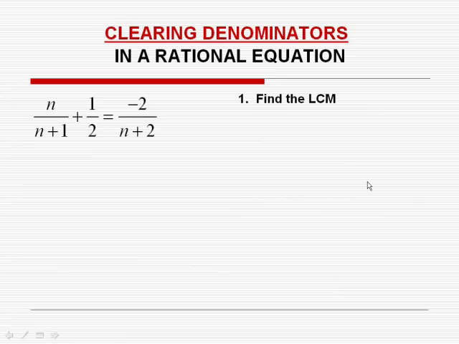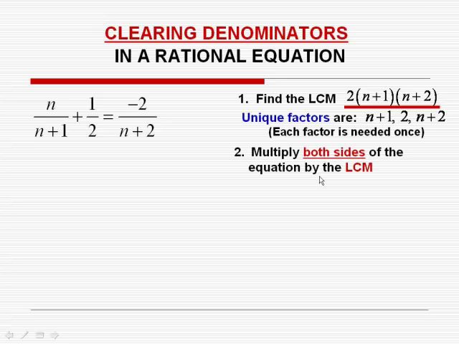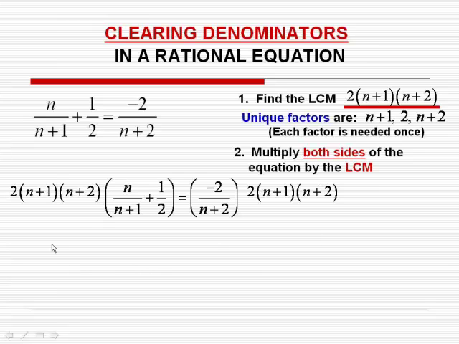Alright, now remember, when we are clearing denominators, we're looking for an LCM, something I can multiply on both sides that will clear denominators. So we go find my unique factors. We have n plus 1, a 2, and n plus 2. We need all factors once, and so that is my LCM, and I'm going to multiply both sides. So this is what we look like.